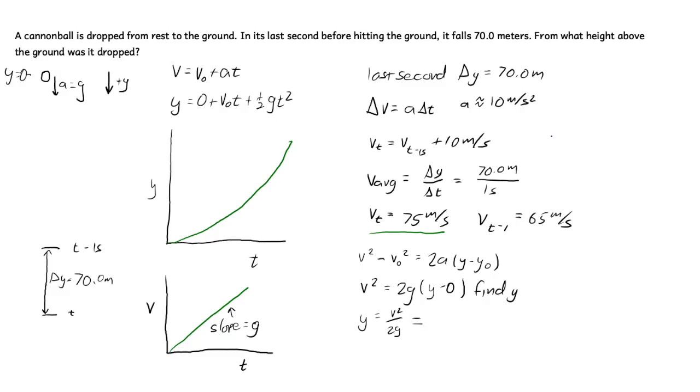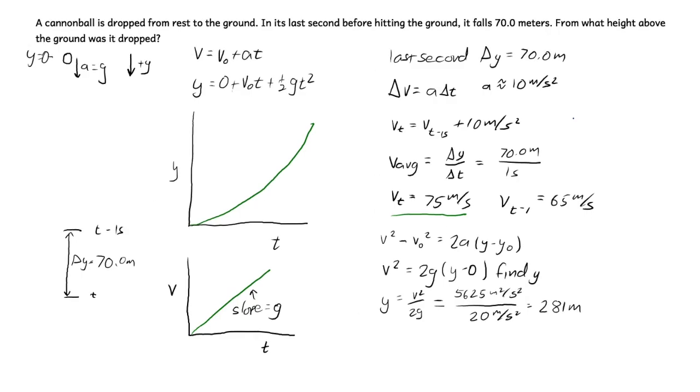And with our really rough back of the envelope calculations, approximating that g is about 10 meters per second squared, we can say this is v squared. Well, v we said was 75 meters per second at the end, so I have to square that. So that's 5625 meters squared per second squared divided by 20 meters per second squared. And so what I'm going to get is 5625 divided by 20, and that's 281 meters. And some change.